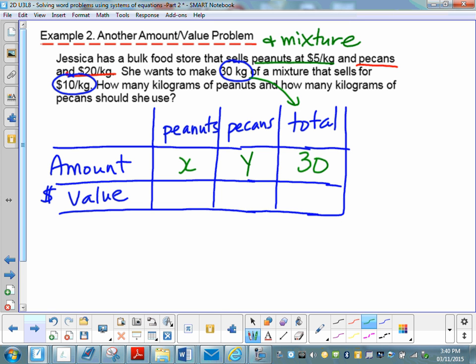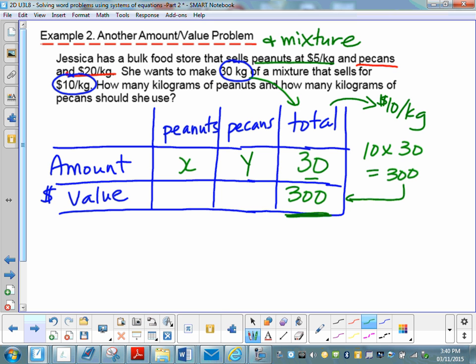Now, we don't know the total value of the mixture. But here's what we do know. We know that it's $10 per kilogram. So if we have 30 kilograms, it's going to be 10 times 30. The value of that amount is going to be $300.